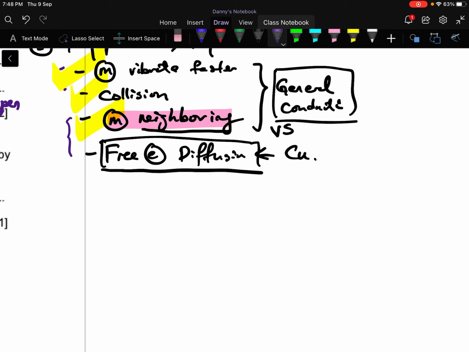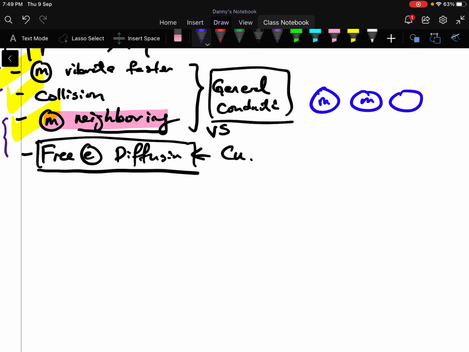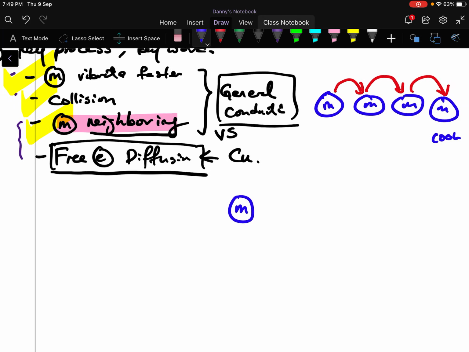So free electron diffusion, what is the key difference? The key difference is the electron will carry the energy and go directly to the cooler end. So if you want me to draw out the picture, if now I have molecules, what they do is that they will pass the energy like that, one to another, until the molecule at the cooler end receives the energy.